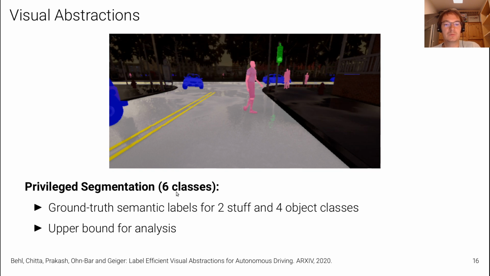We also experiment with a reduced number of labels. So we removed some of the labels that we deem not relevant for the driving task, so that we only obtain 6 relevant classes, in particular 2 stuff classes, road and lane marking, as well as 4 object classes, like car and pedestrian and red and green traffic light. Again, this is the privileged segmentation. This is the ground truth segmentation for an upper bound analysis.